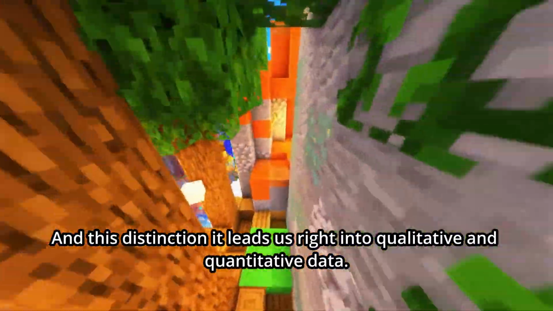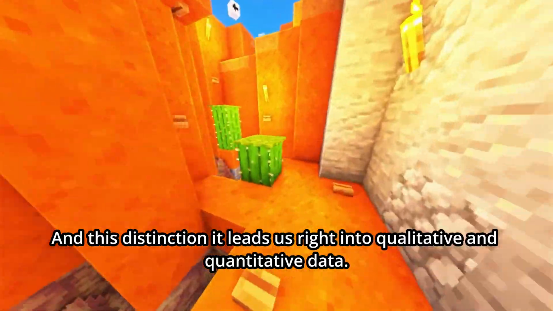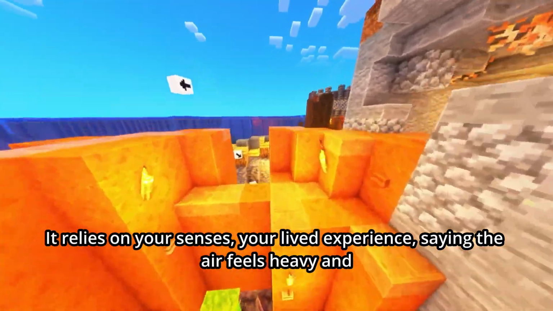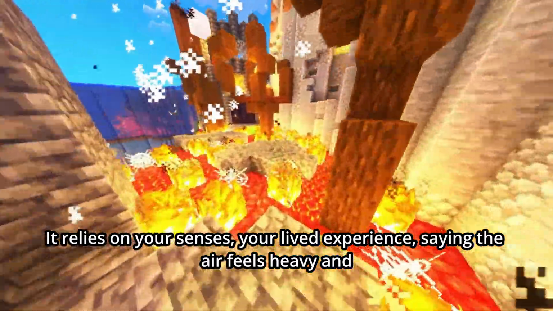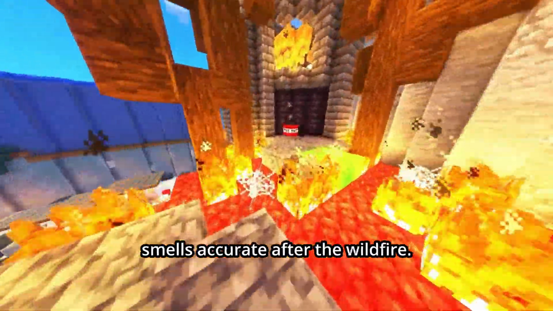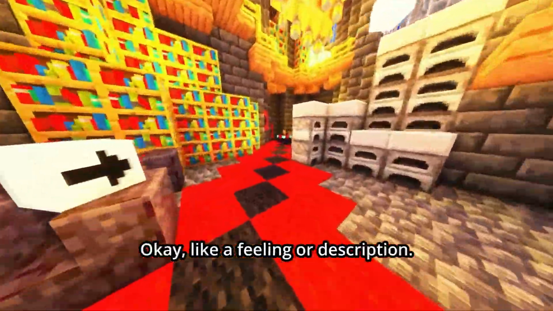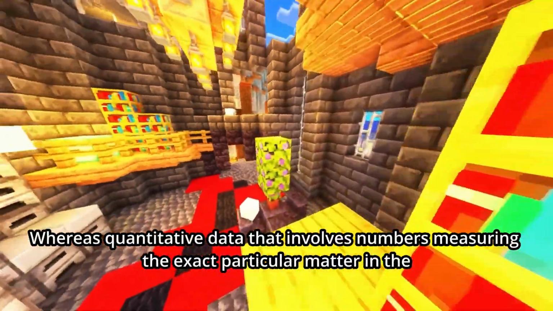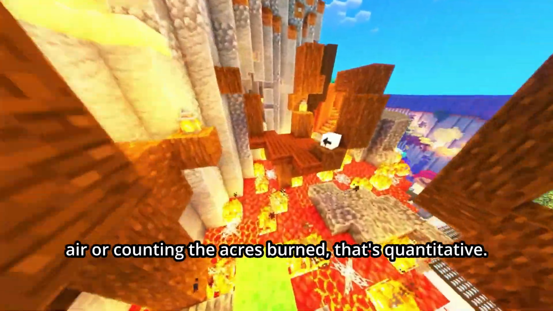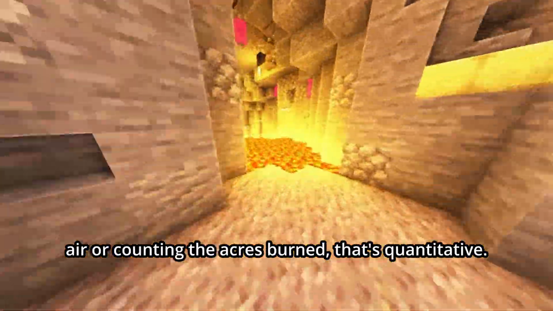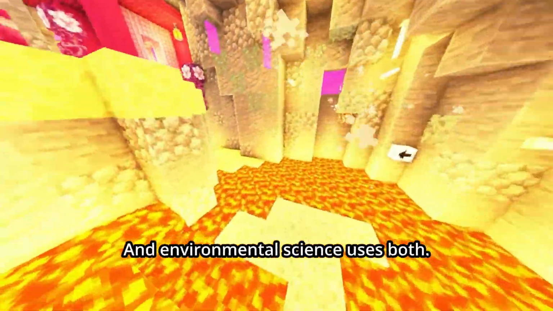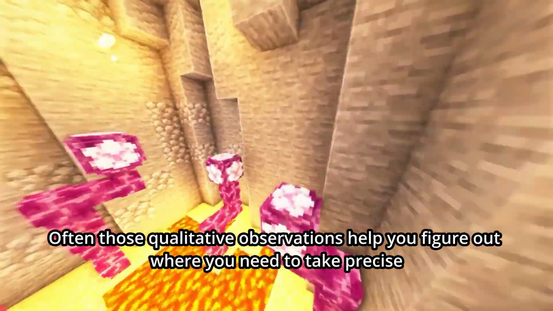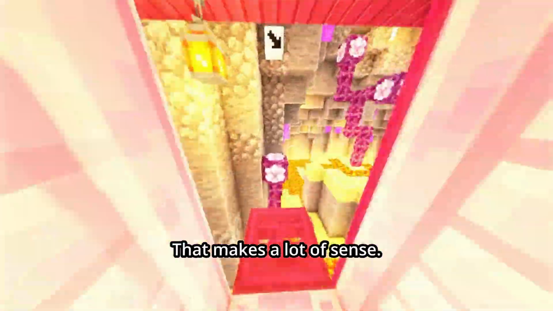And this distinction leads us right into qualitative and quantitative data. Qualitative data is descriptive. It relies on your senses, your lived experience, saying the air feels heavy and smells acrid after the wildfire. That's qualitative. Okay, like a feeling or description. Exactly. Whereas quantitative data involves numbers. Measuring the exact particulate matter in the air or counting the acres burned, that's quantitative. And environmental science uses both. Often those qualitative observations help you figure out where you need to take precise quantitative measurements. That makes a lot of sense.